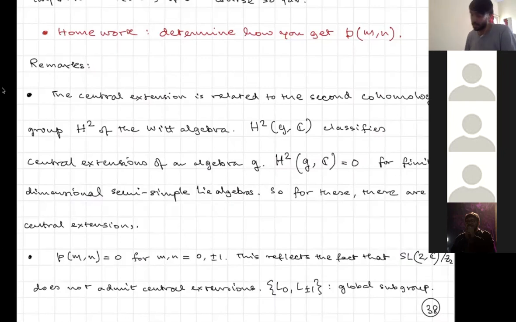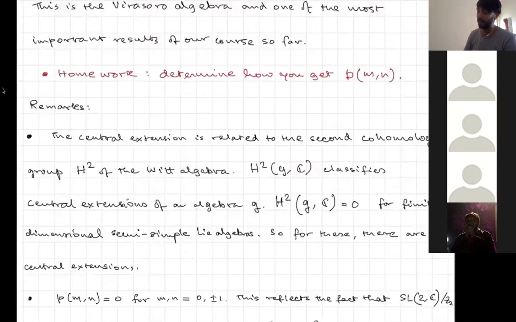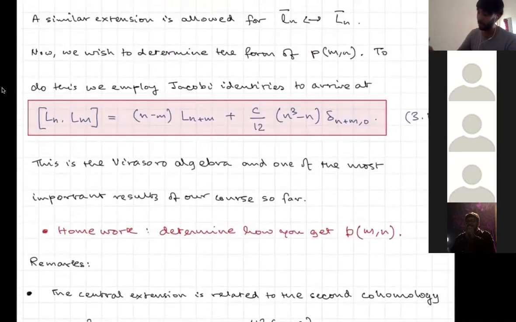So that was a reminder of what the Witt algebra was and what the Virasoro algebra was. Just remember that the Virasoro algebra, if you wish, is a quantum mechanical extension of the Witt algebra. The extra thing that you have to add here is something which has a central charge. So this C is going to be called a central charge.